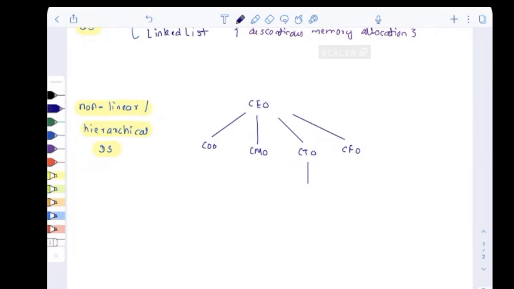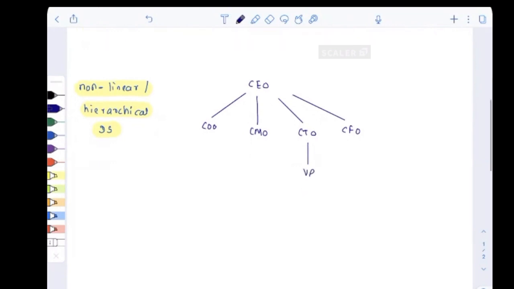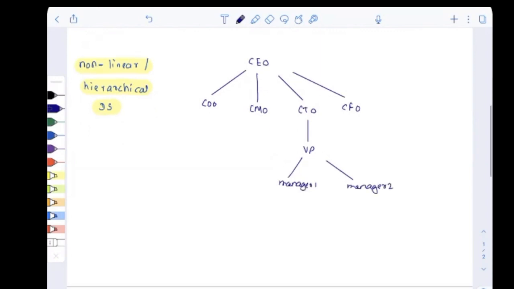Under the CTO, maybe there is some vice president. Now under this VP, some managers can come, manager 1 and then manager 2 is coming. Right. Now similarly, let's see under this manager 1, some developers are coming. For example, ST1 is coming. Then there is another person, ST2, or suppose an intern is also coming. Right. Similarly it goes here as well.